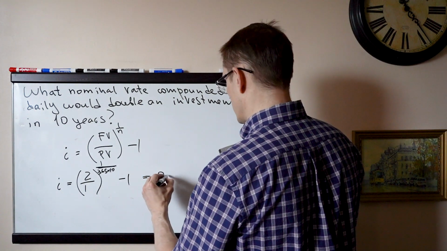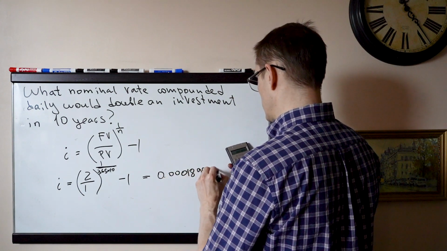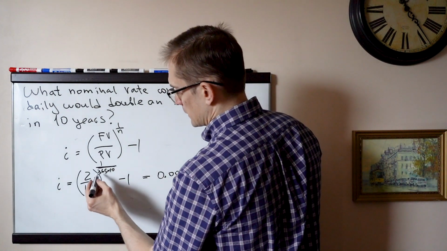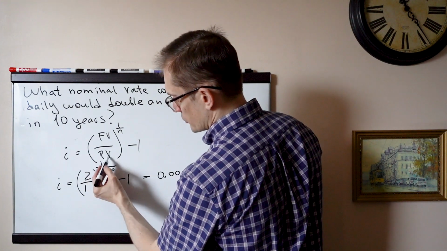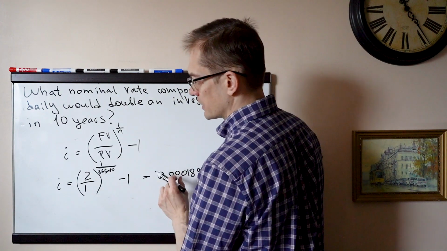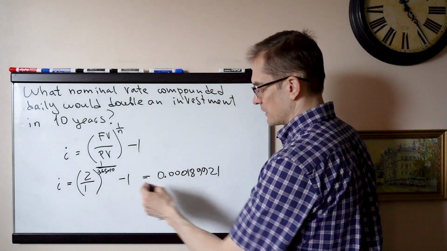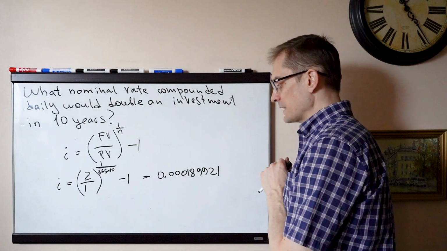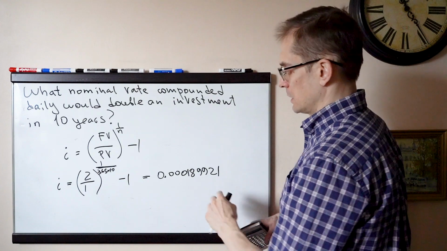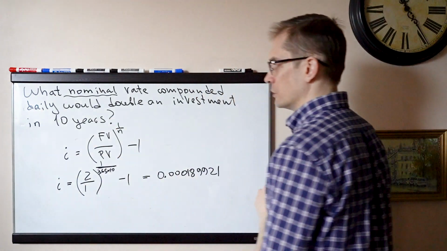So this I is 0.000189921. You see, I'm not rounding anything. So the way I did it, I calculated this exponent first, which is 1 over 3,650, and kept that number in the memory of a calculator, and then I took 2 to that exponent and minus 1. So that's the result. And that's my periodic rate, which I don't need to convert right now to percent, because in fact the problem is asking for nominal rate.